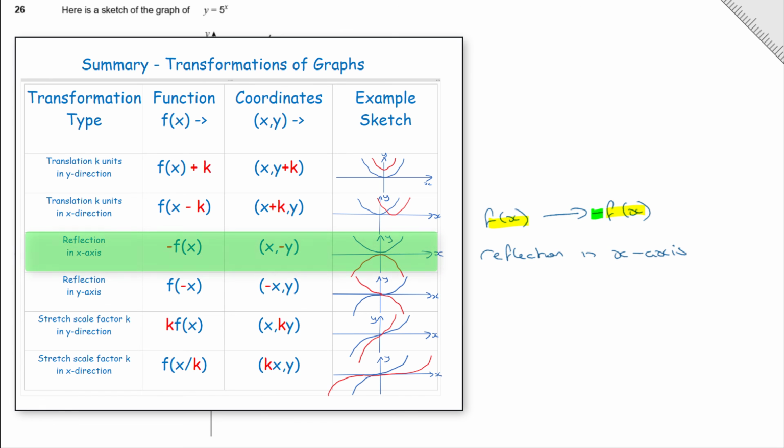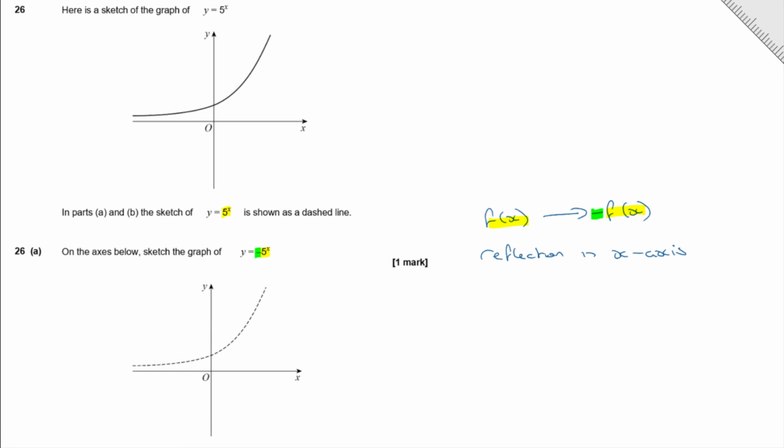You just have to kind of learn them. There's 6 of them you need to know altogether: 2 reflections, 2 stretches, 2 translations. You need to know which way around they go. This one is a reflection in the x-axis, so all I need to do is reflect this one in the x-axis. So when I draw my sketch, it's going to have to look the same like that. It doesn't have to be a work of art, just roughly symmetrical around the line like that.